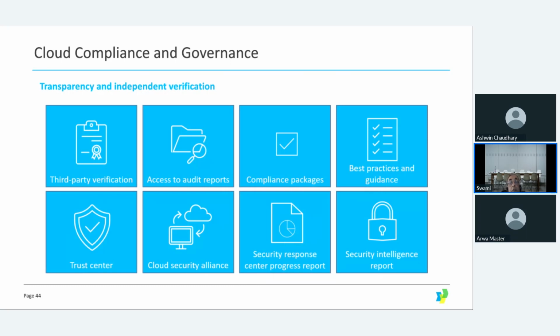For that, third-party verification reports will be there, and access to audit reports is available. They provide you compliance packages, and best practices and guidance are available. All these things are available to you from the Microsoft Trust Center. Cloud Security Alliance reports, Security Response Center progress report, and Security Intelligence report are all available for you to evaluate and ensure what additional controls you have to put in place so that your applications are secured and your clients are assured of security in the cloud environment. So from that perspective, it is important.